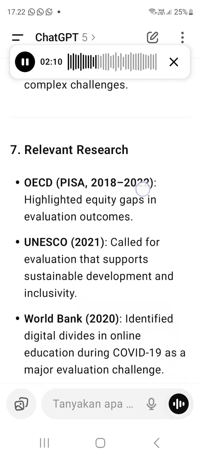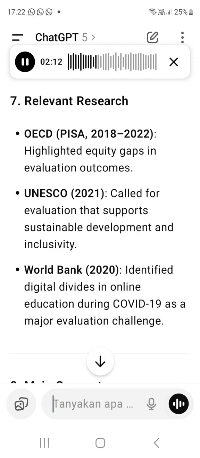7. Relevant research. OECD 2018-2022 highlighted equity gaps in evaluation outcomes. UNESCO 2021 called for evaluation that supports sustainable development and inclusivity. World Bank identified digital divides in online education during COVID-19 as a major evaluation challenge.